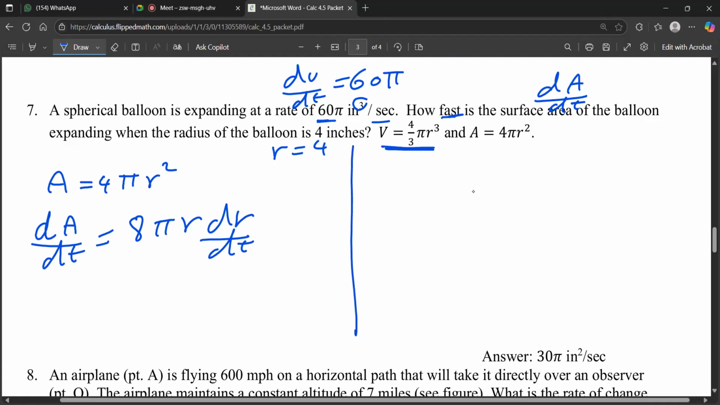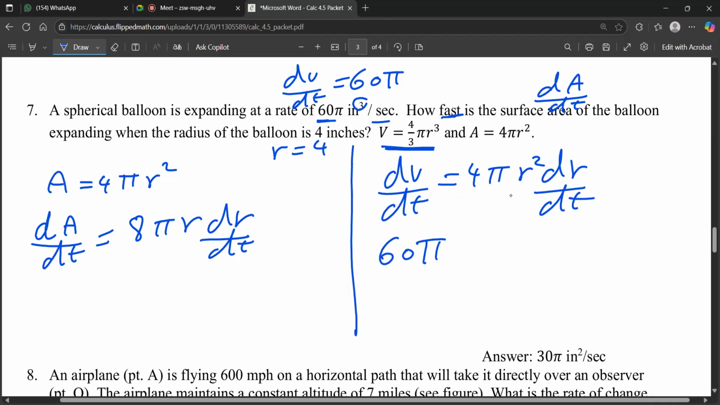The volume is 4 over 3 pi R cubed. If we apply the implicit differentiation here, dV/dt will be 3 times 4 over 3, which is 4 pi R squared dR/dt. And we already have dV/dt, which is 60 pi, and R will be 4. So 60 pi equals 4 pi R squared, where R is 4, squared, times dR/dt. So here we can find dR/dt and apply it to find dA/dt.